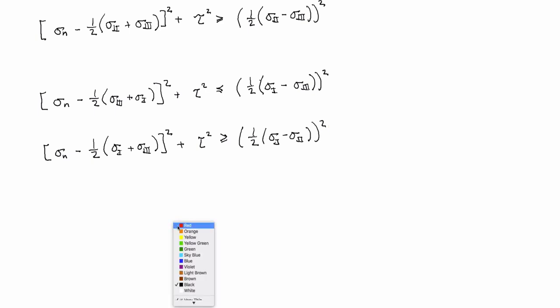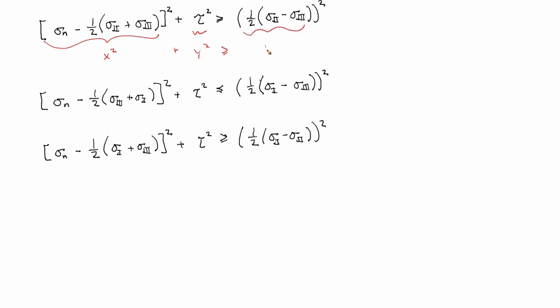This looks kind of messy, but if you rewrite and call this term x squared, this y squared, and this r squared, then you recognize that this is just a circle, where the radius of the circle is on the right-hand side of the inequality. So what this says is that for any given values of principal stresses, in any particular cut plane, the normal and shear stresses resolved on that plane are going to be greater than that circle for the first equation, less than this circle, and greater than that circle.